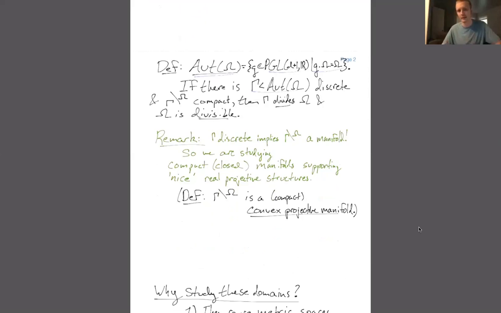So the remark is that requiring that gamma is discrete actually implies that the quotient gamma mod omega is a manifold. And that's sort of a lie, right? This is actually just virtually a manifold. Gamma could definitely have torsion, in which case we get an orbifold, but we're working in a linear setting, so we can throw Selberg's lemma at it and get a finite cover that's a manifold. So this really is the right context to think about manifolds that have this nice type of convex structure, of projective structure.